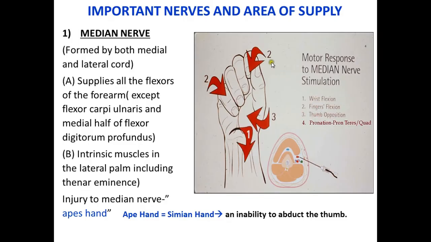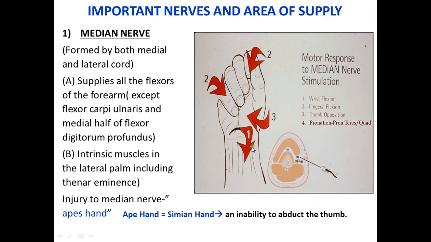Now the important nerves and their areas of supply. The median nerve is formed by the medial and lateral cords, as we have learned. It supplies all the flexors of the forearm except the flexor carpi ulnaris and the medial half of the flexor digitorum profundus, and the intrinsic muscles in the lateral palm, including the thenar eminence. Injury to the median nerve is known as the ape hand or Simian hand, with inability to abduct the thumb.